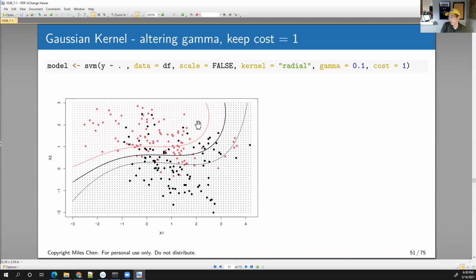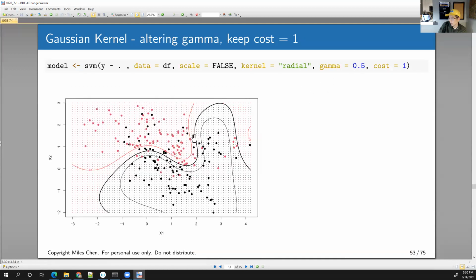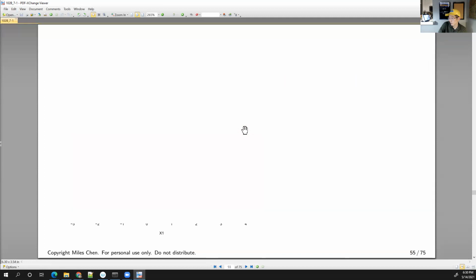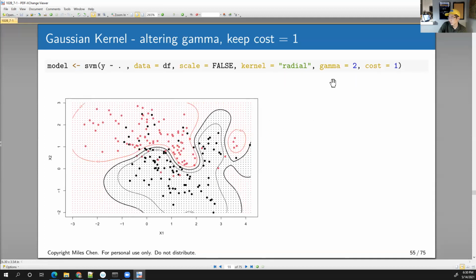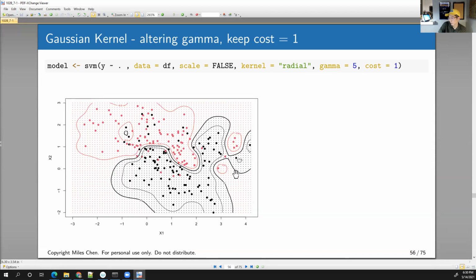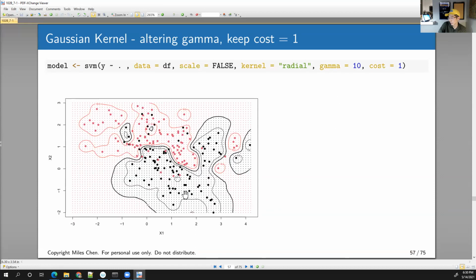All right, here I'm altering gamma. If I decrease my gamma to 0.1, we can see the boundary tries to be a little bit smoother or more straight. Here, I'm going to keep cost at 1, and slowly increase the gamma from 0.1 to 0.3. We get a little bit more flexibility, 0.5, more flexibility, 1, more flexibility. Is 1 the default gamma? I think it is. At gamma 2, it's more flexible. Gamma 5, it's even more flexible. Okay, here's gamma 10, and now we get this really squiggly boundary.